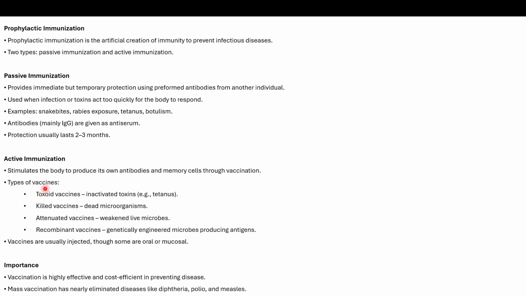So it can again be of different types, like toxoid vaccines, which are inactivated toxins. Then there are killed vaccines, which are dead microbes introduced inside the body. Then there are attenuated vaccines, which are weakened live microbes. And then there are recombinant vaccines, which are genetically engineered microbes that produce the specific antigen against which we need to produce the antibodies. So vaccines are usually injected, though some can be oral or mucosal.